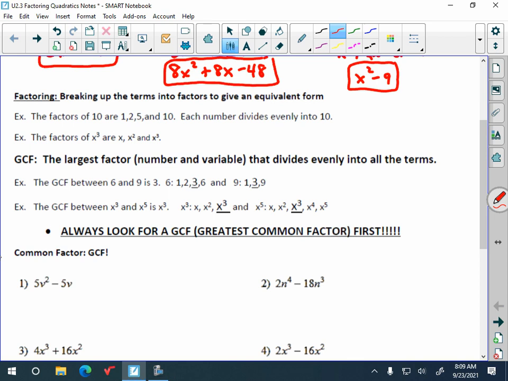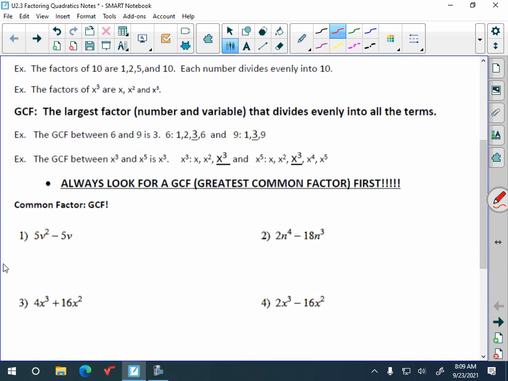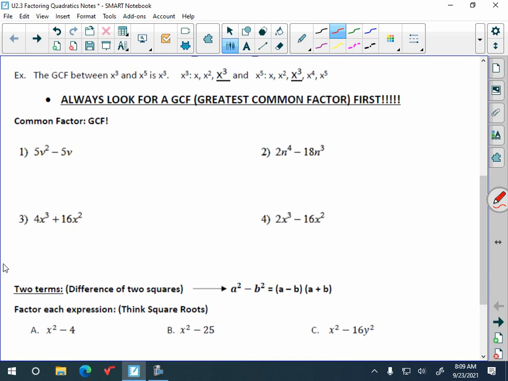All right. On variables, x to the third and x to the fifth, okay, you can see I listed them all out, all the factors of each one, and the one that they have in common, which is the biggest, is x to the third. So when you're looking at exponents, you're going to always take the smallest exponent between the two. All right, so now let's go ahead and factor. So the first step in factoring is look for that GCF of all your terms.